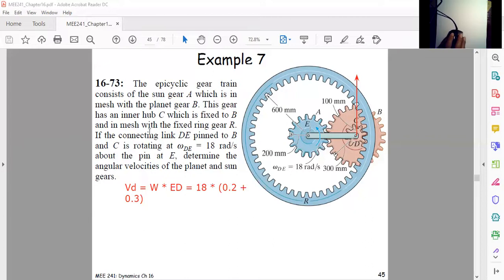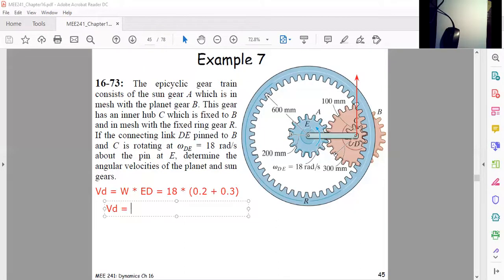Okay, very good. So the next step is we find the velocity of D. Let me do this very quickly. 18 times 0.5 is how much? 9. So Vd is equal to 9 meters per second.